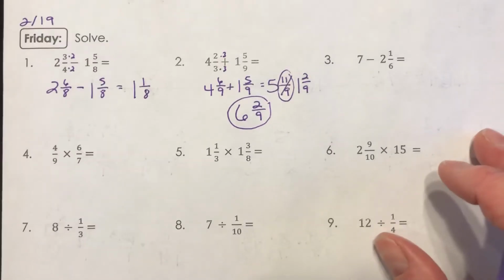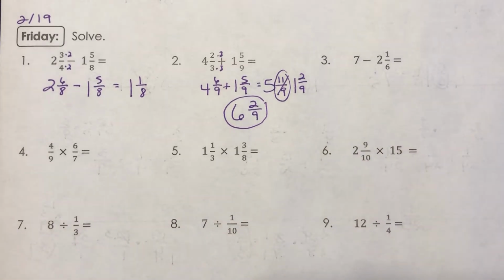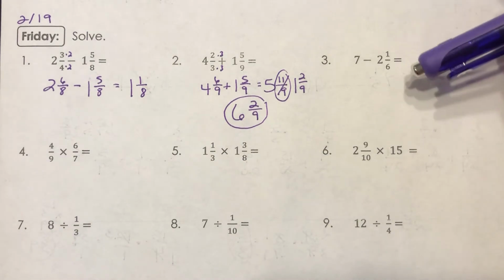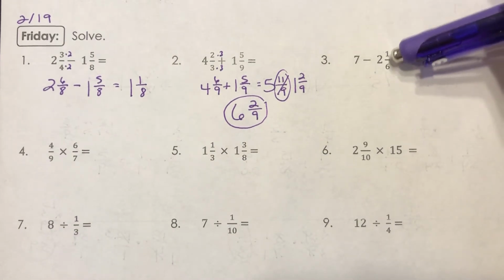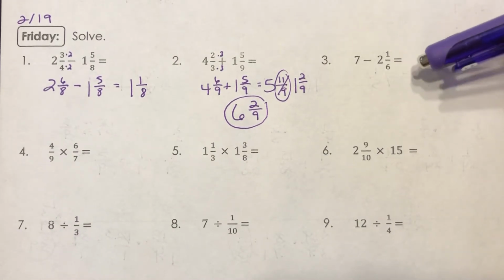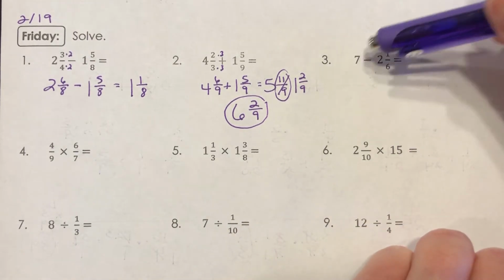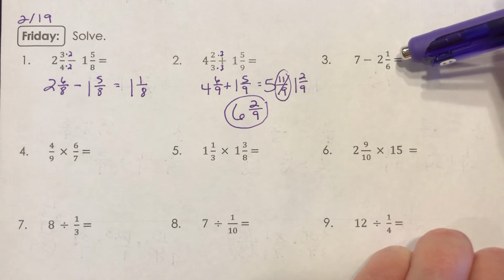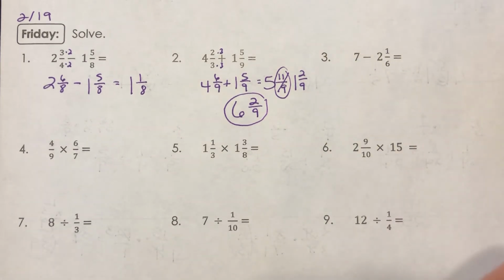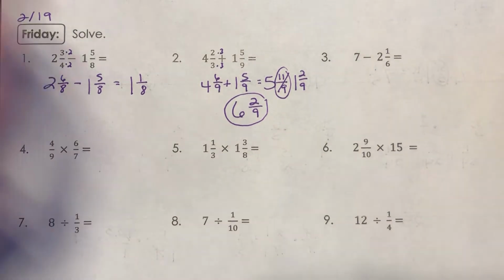Okay, for number 3, there's a couple different strategies you could use for this one. I mean, the mental math strategy for me would be 1/6 plus 5/6 would give me 3, and 3 plus 4 is 7. So I would have 4 and 5/6. Okay, so this is solvable in your head.